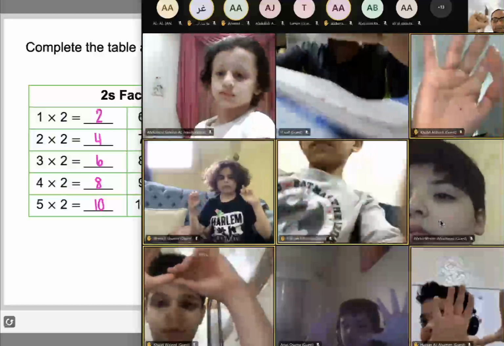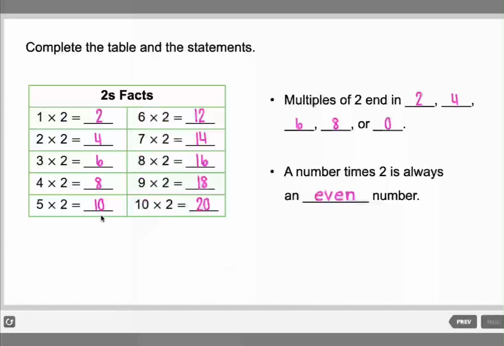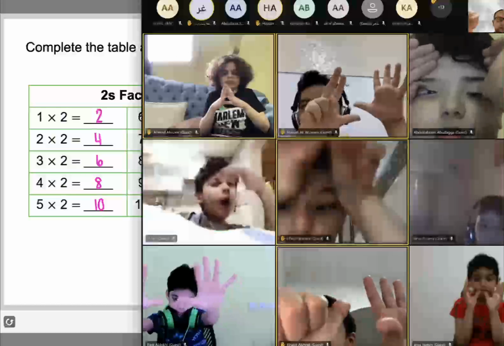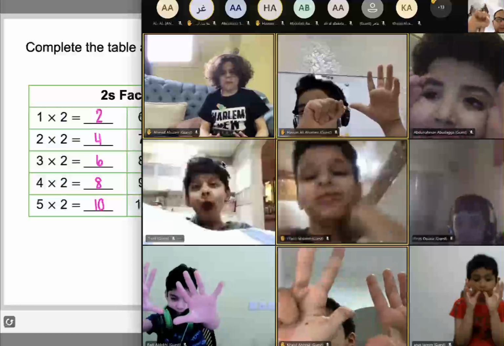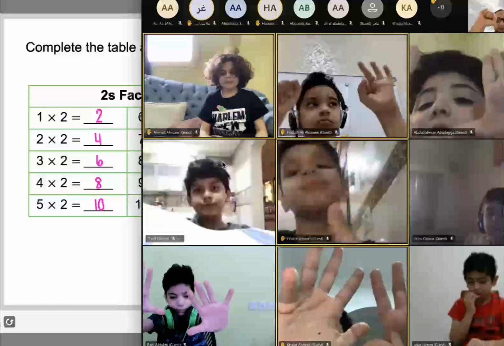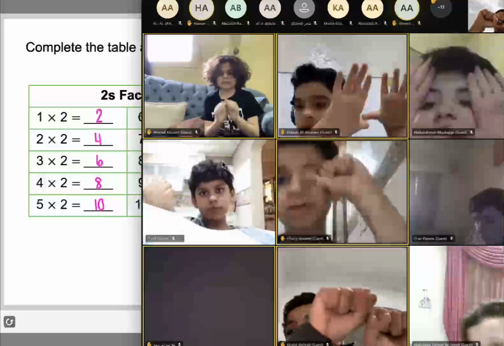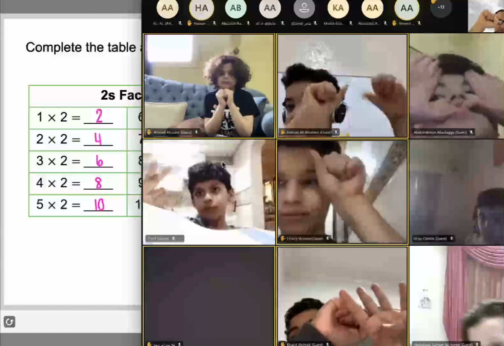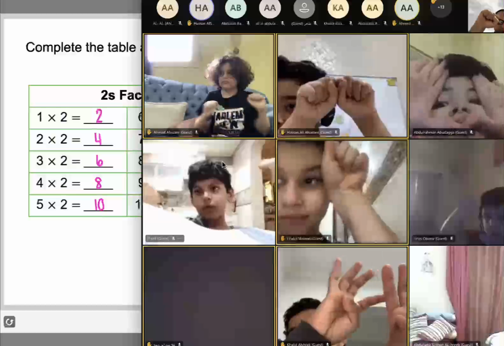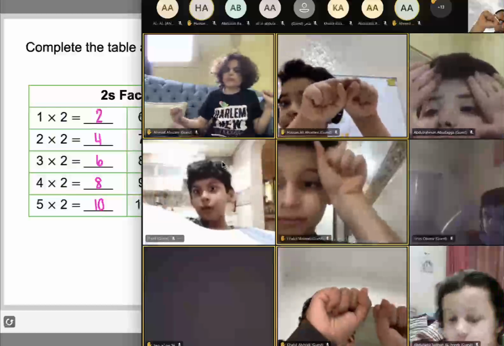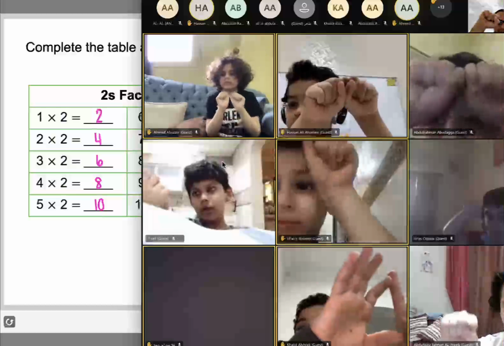Okay, follow me. You see the numbers here? And we will say the facts as multiples only. So we will say the multiples. You have the multiples now in the book, so you can look at the multiples in the book. Okay, make your hands like this. Like this, my hero. Abdurrahman, like this. Look at my picture.